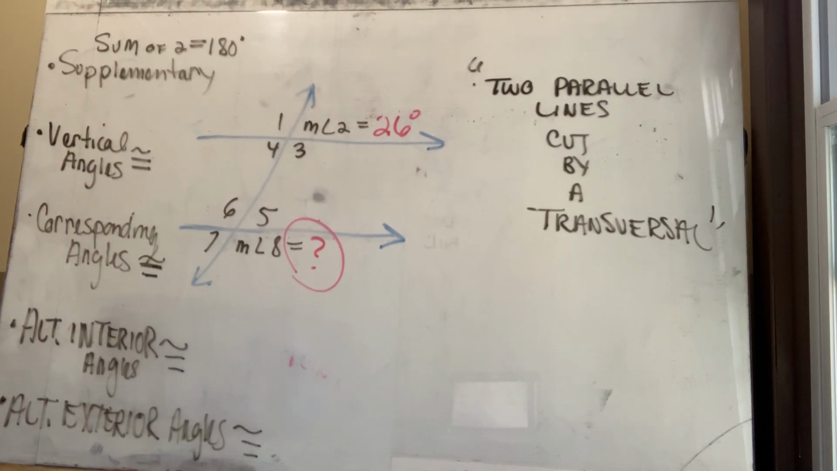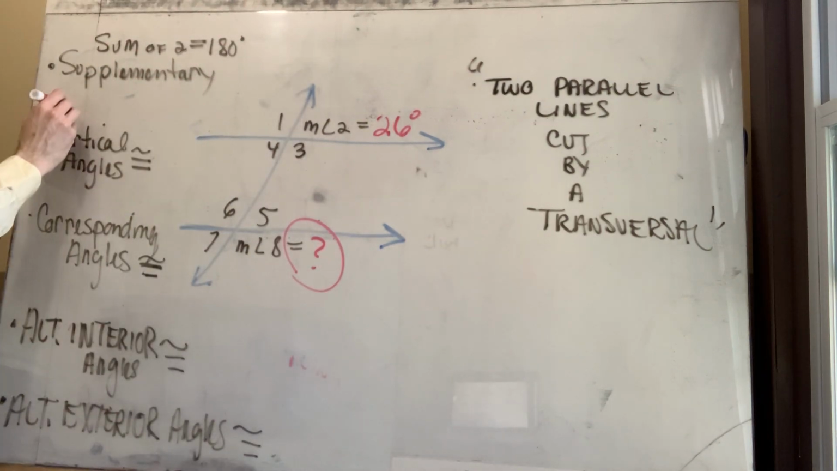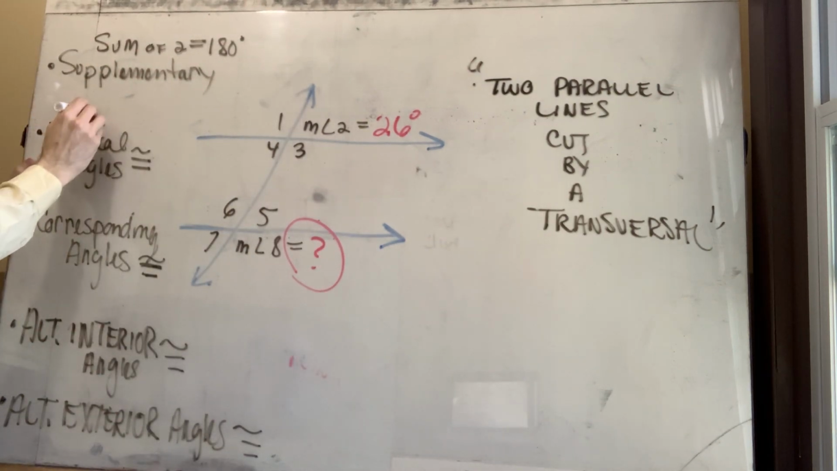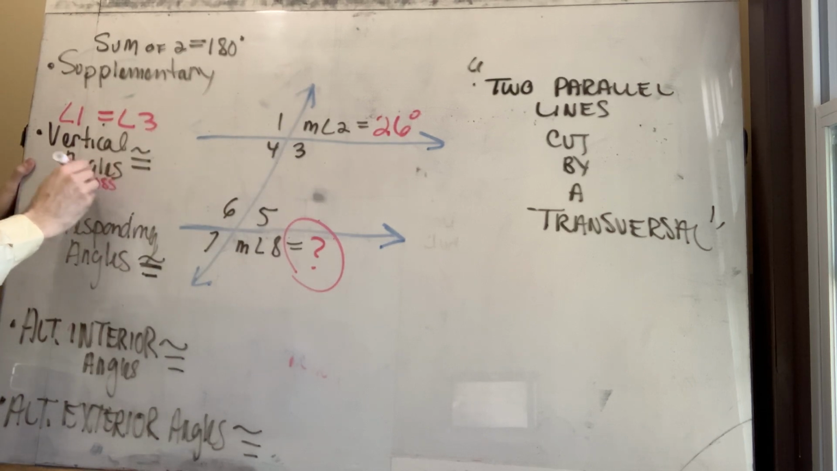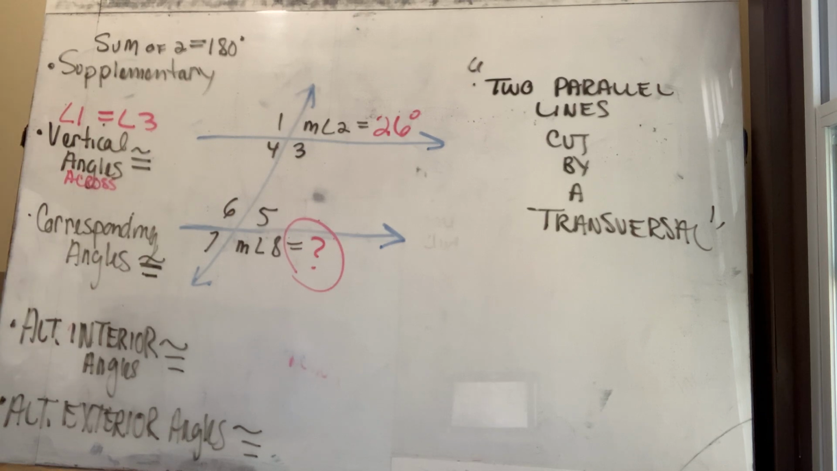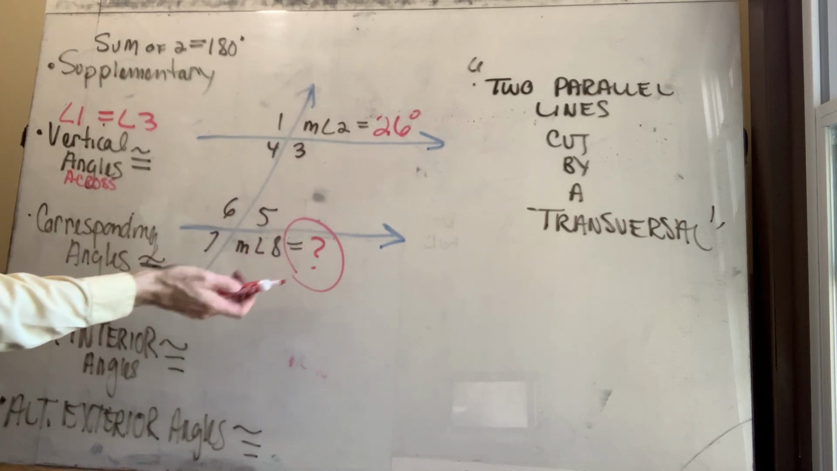Just as an example, I'll give you this much information. Angle 1 and angle 3 are an example of vertical angles. They're across from each other. Corresponding angles are something like angle 2 and angle 5.